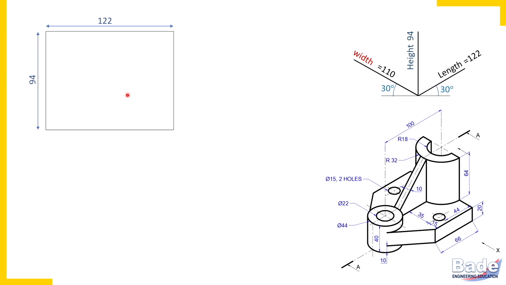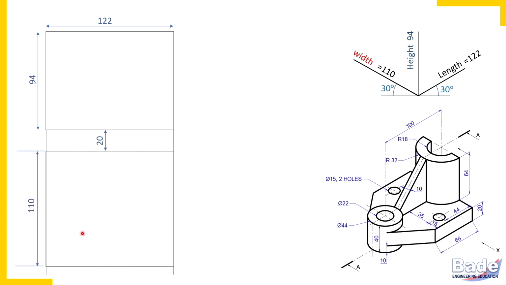and width vertically. But when you draw that rectangle in the top view, there must be enough space between front view and top view. So leave about 20 mm space. Then measure 122 millimeters, width 110 mm and complete the rectangle for top view.